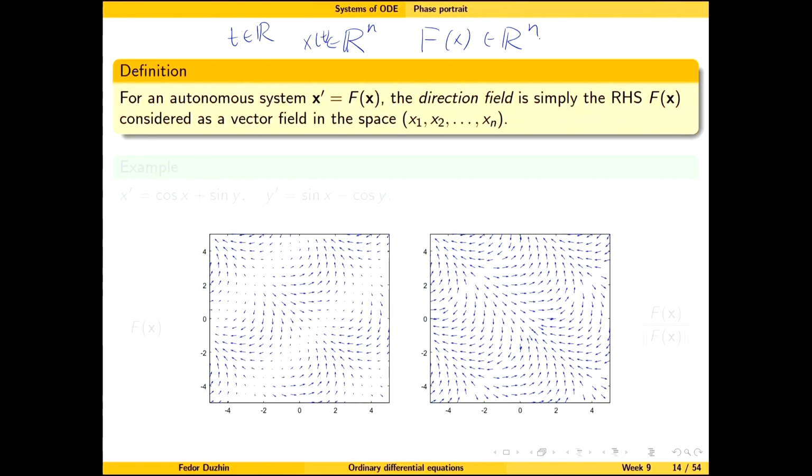So we know that mappings from Rn to Rn can be visualized as vector fields. So at each point x, we can plot the corresponding vector f of x. That's familiar stuff from calculus 3. So now, for an autonomous system, the direction field is simply the right hand side only, considered as a vector field.